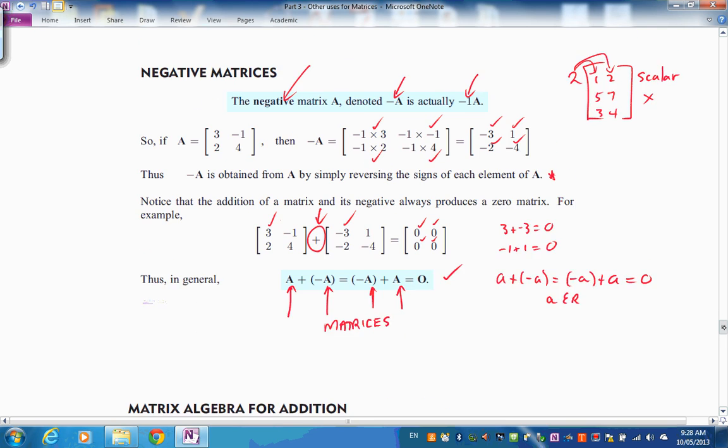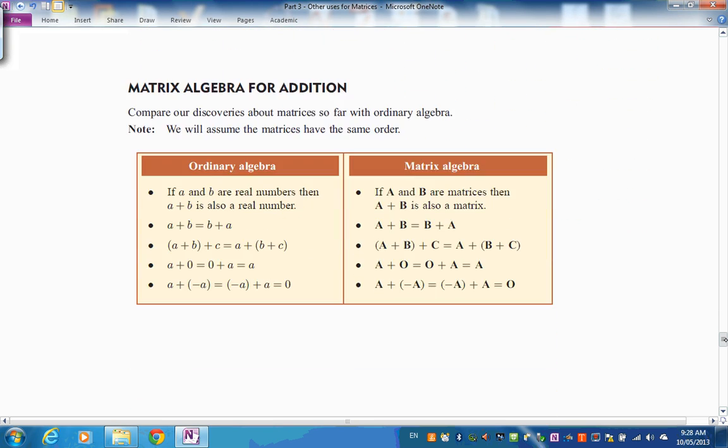Okay, let's go down now and have a look at the summary here of the algebra for addition, comparing it to ordinary algebra. If you have two real numbers, when you add them, you get a real number. If you have two matrices, then when you add them, you also get a matrix. You can add A and B and put them in either order here. That's the commutative rule in real number addition. And it doesn't matter which way round you put matrix A and B if you're going to add them.